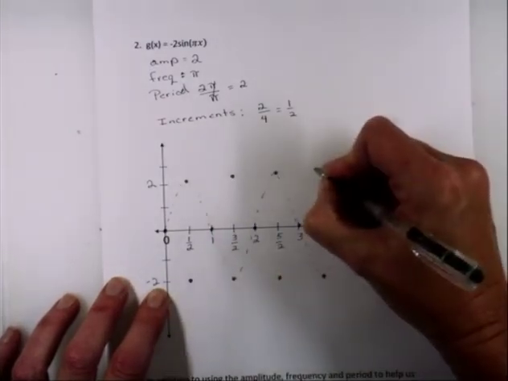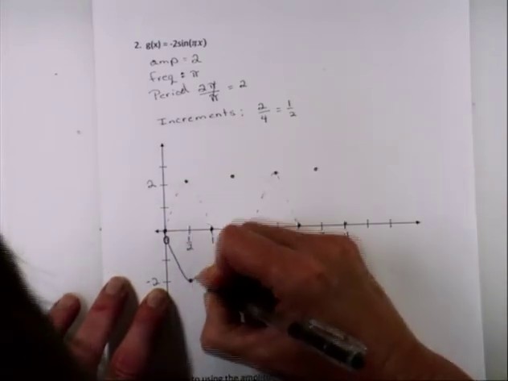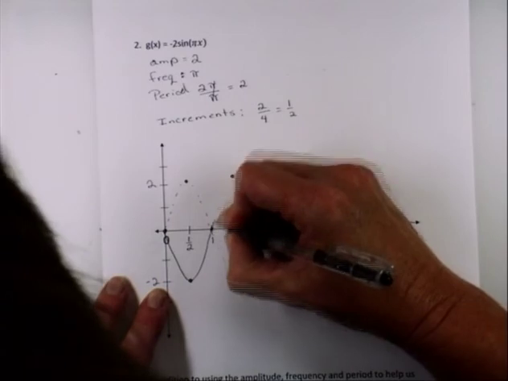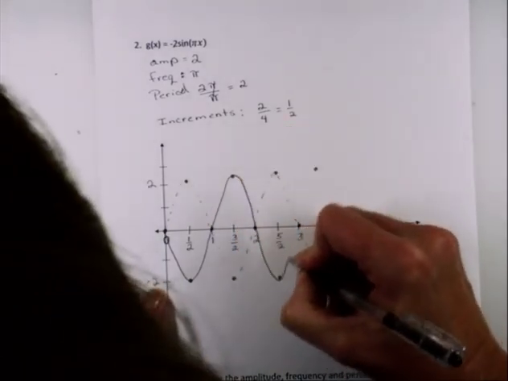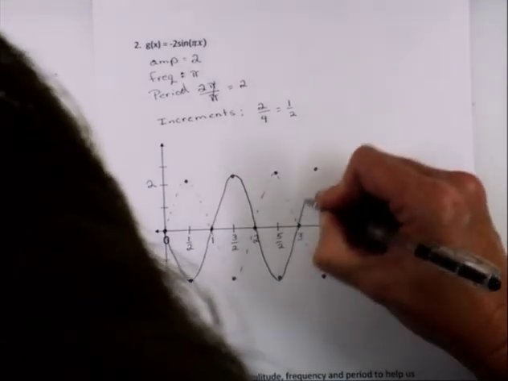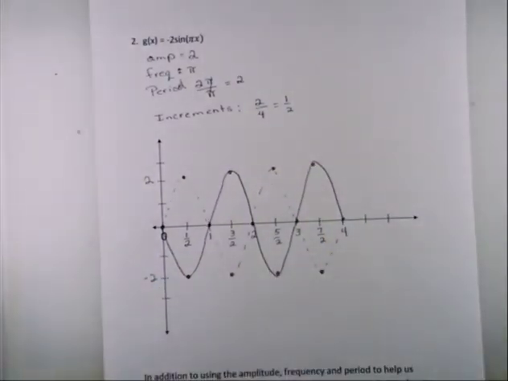And you can do it either way. You can either lightly sketch it and then flip, or you can think about it from the beginning. So my graph for this function is going to look like that.